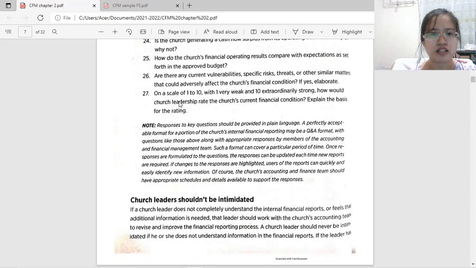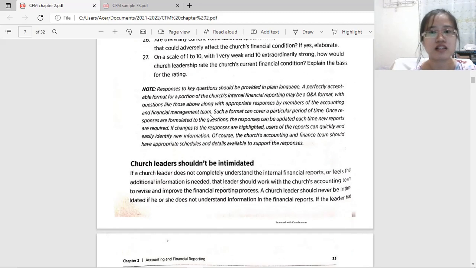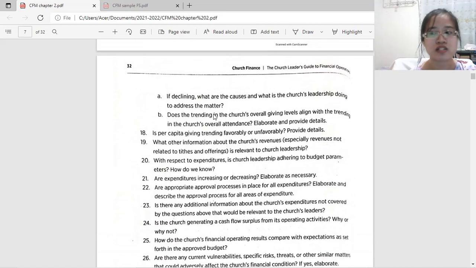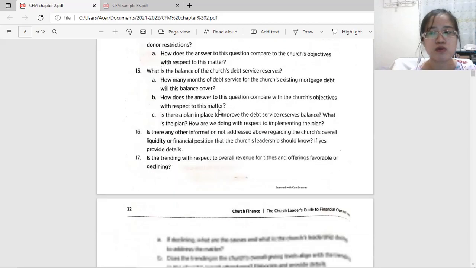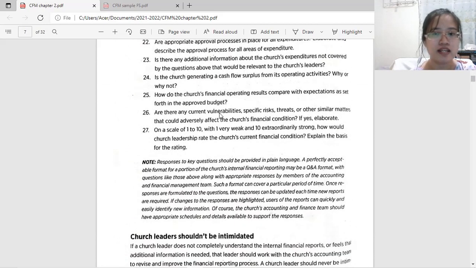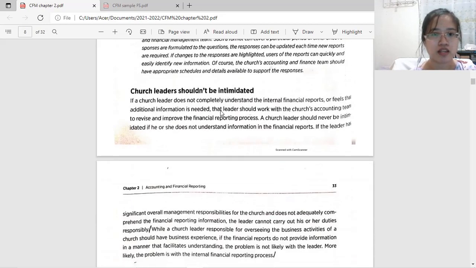So that's that. And then you have your rating here. On a scale of 1 to 10, how would church leadership rate the church's current financial condition? Explain the basis for the rating. Okay. So these are some situations which would require internal financial reporting to aid the management in their decision making.